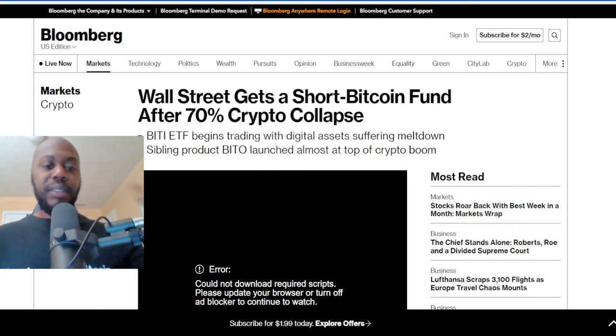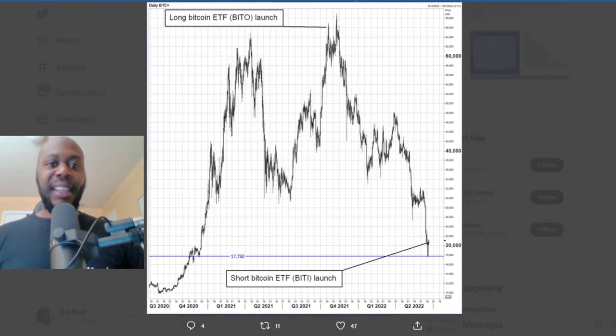Here's another thing that I wanted to bring to your attention. Wall Street gets a short Bitcoin fund after 70% crypto collapse. BITI ETF begins trading with digital assets suffering meltdown, right? Its sibling product, BITO, launched almost at the top of the crypto boom. So check this out. This chart shows where the long Bitcoin ETF, BITO, launched right at the top around 66,000. And here you can see where the short has been launched right at the bottom.